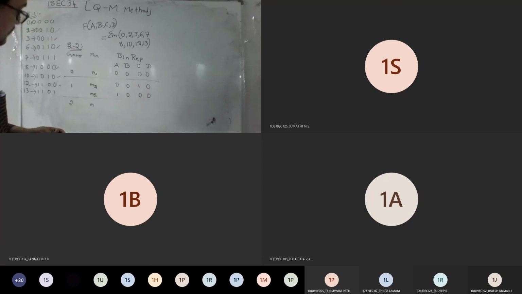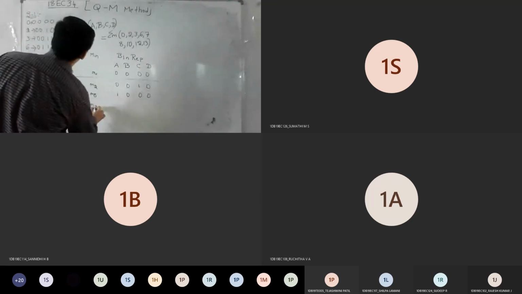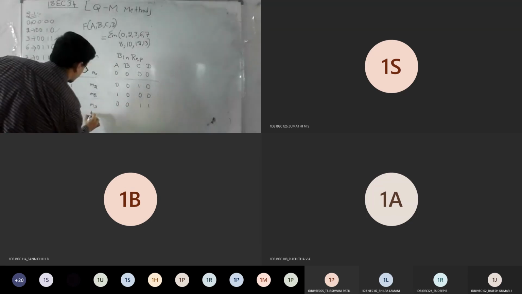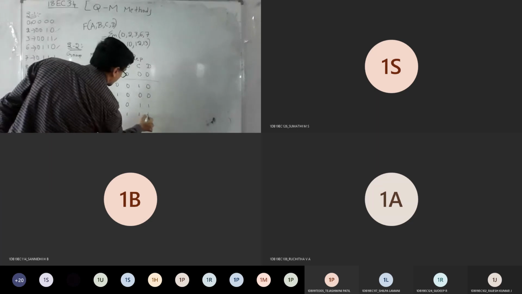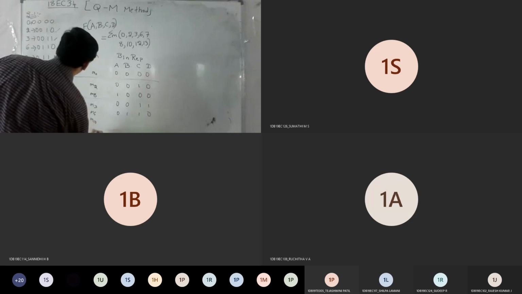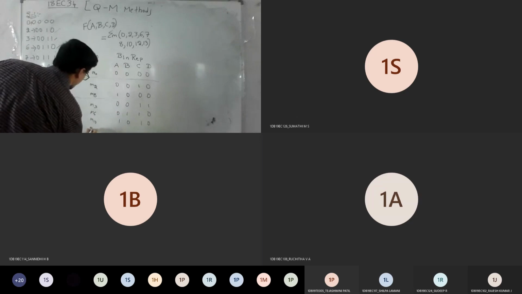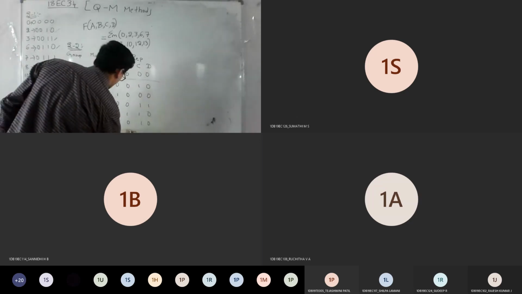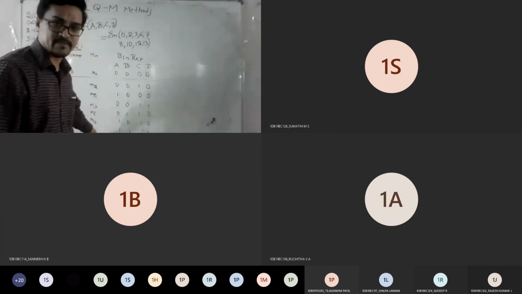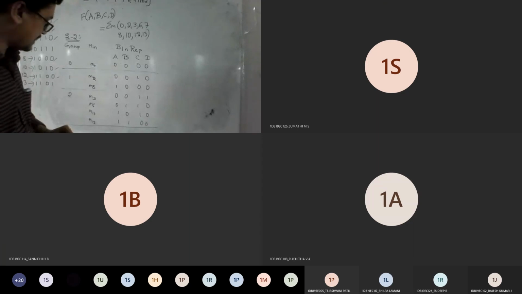Is step 2 done? So for group 2, you have two ones: M3, which is 0 0 1 1. Then M6, 0 1 1 0. Then M10, 1 0 1 0. Then you have M12 also, 1 1 0 0. So this is your group 2. If I write till this end, is it visible here?